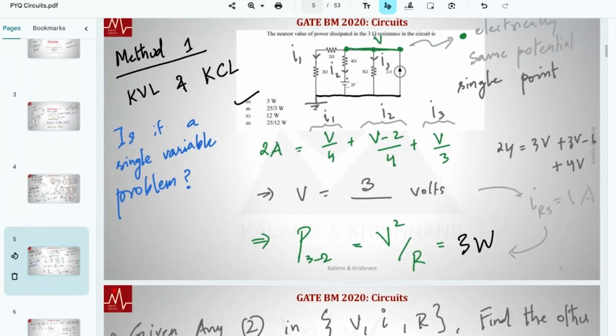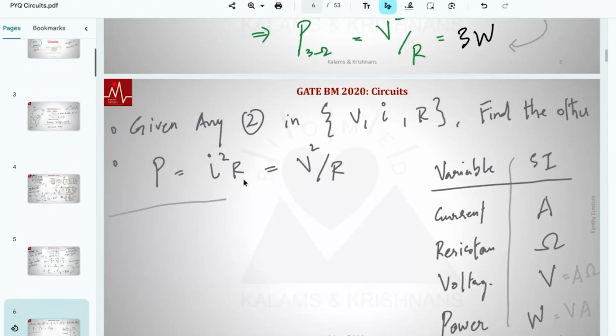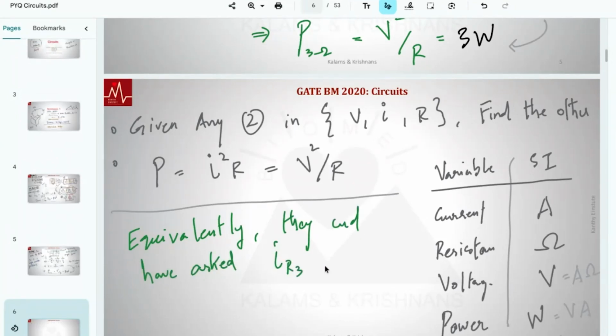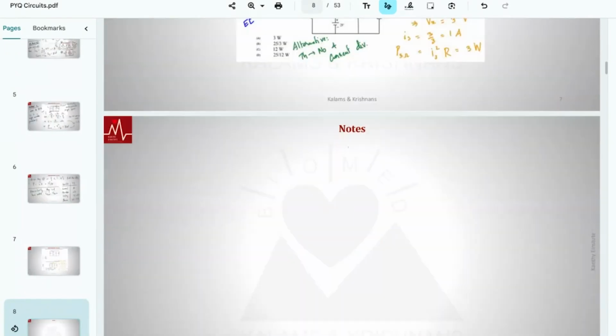Equivalently, they could have asked you what is the current in the 3 ohm resistor, what is the potential in the 3 ohm resistor, right? Based on the same concept, they, as in the GATE committee, could equivalently have asked IR3 or VR3 ohm. A simple modification. We tend to forget this.